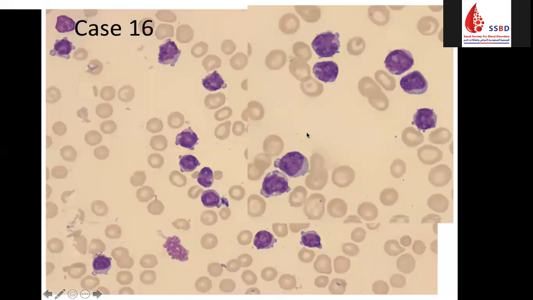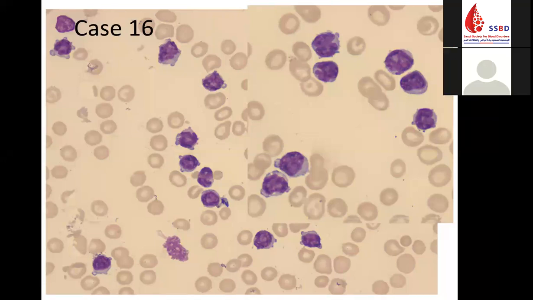Very characteristic. What do you think? It is very diagnostic from the morphology. Adult T-cell leukemia, no. CLL, no. Hairy, no. Sézary, no. M6, no. So yes, this patient has the morphology of T-prolymphocytic leukemia.